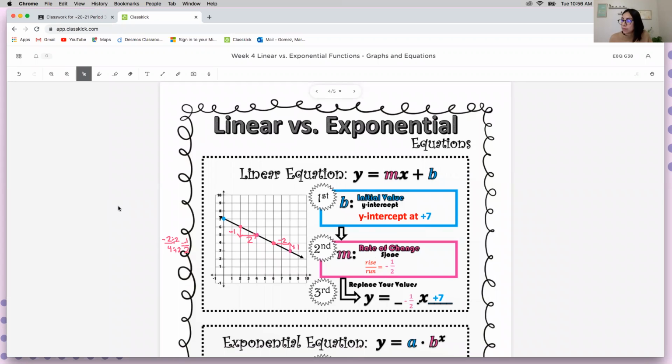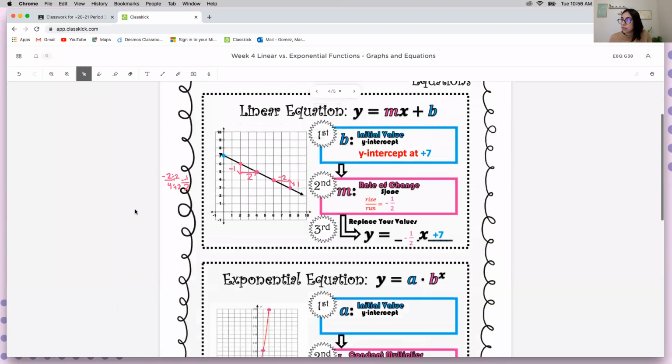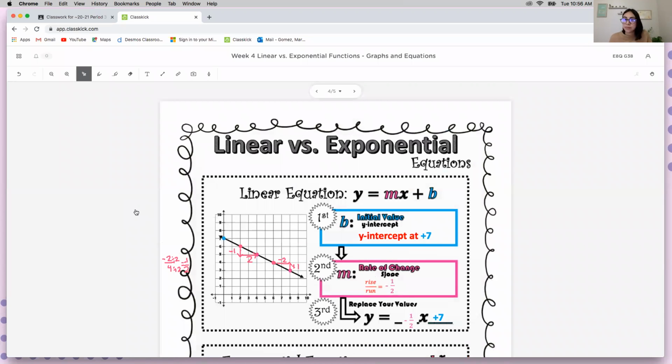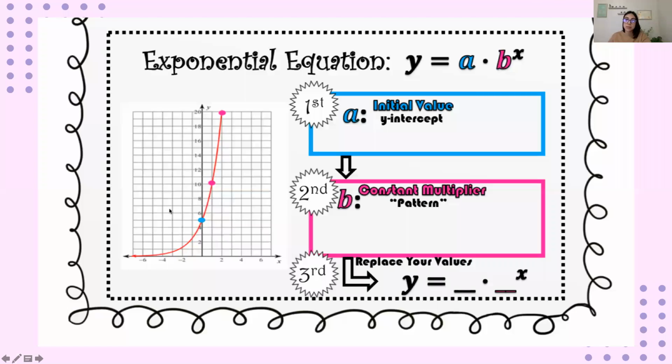Okay, I will move on to the presentation, and once we have that exponential slide, I'll let you take a screenshot. All right, here we go. The exponential equation, remember, is y equals a times b to the power of x. This is our y-intercept. This is our constant multiplier, which is our pattern.